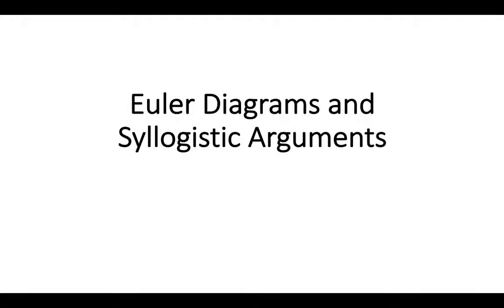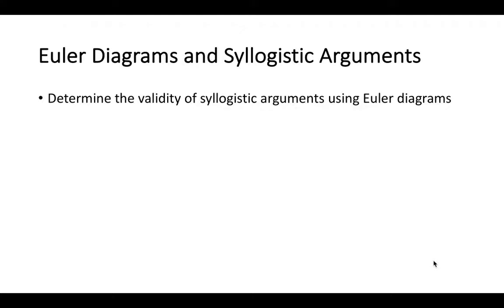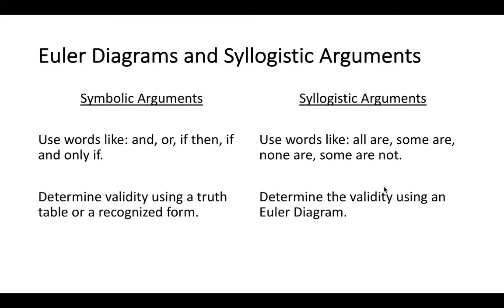Hi everybody, we're talking about Euler diagrams and syllogistic arguments in this screencast. So what I want you to learn from this screencast is how to determine the validity of a syllogistic argument using what's called an Euler diagram. That word is Euler. It looks like Euler, but the word is Euler.